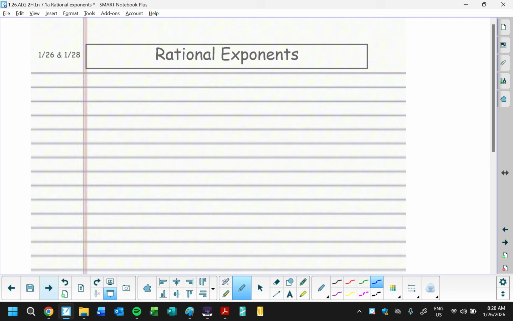All right, if you'd like to pause, go ahead and title your notebook. A lot of our notes will be online, but you always need some notes. This is probably going to be a 2-day lesson entitled Rational Exponents. Pause. Come on back when you're ready.